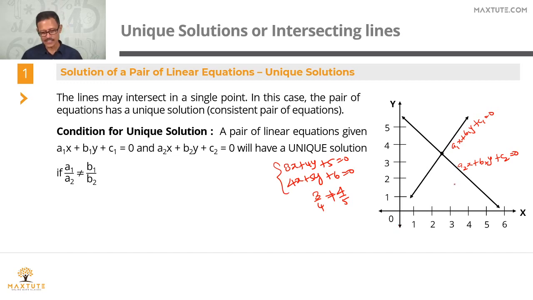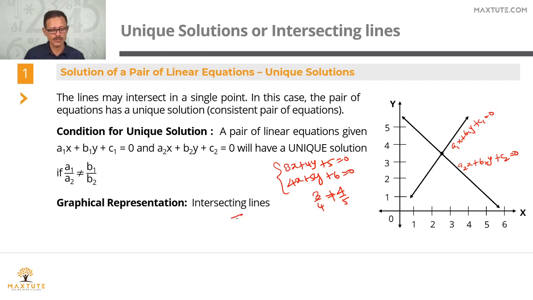They represent graphically, as you have seen already, a pair of straight lines that intersect at one point, or intersecting lines. So quickly, we'll have a unique solution, a consistent one, in the case when a1 by a2 is not equal to b1 by b2. Graphically, what it represents is a pair of intersecting lines. Let's look at the second scenario.